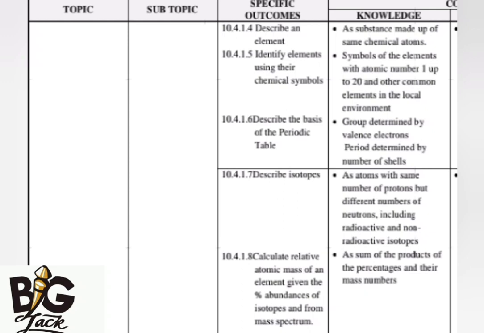Apart from that one, they are going to ask you to describe an isotope. An isotope is just elements having the same proton number but different mass number. Apart from that one, they are also going to ask you to calculate the relative atomic mass of an element given the percentage abundance of isotopes and from a mass spectrum.